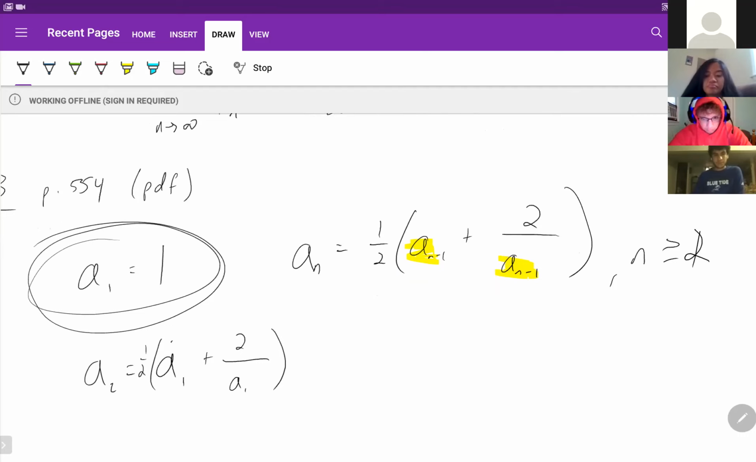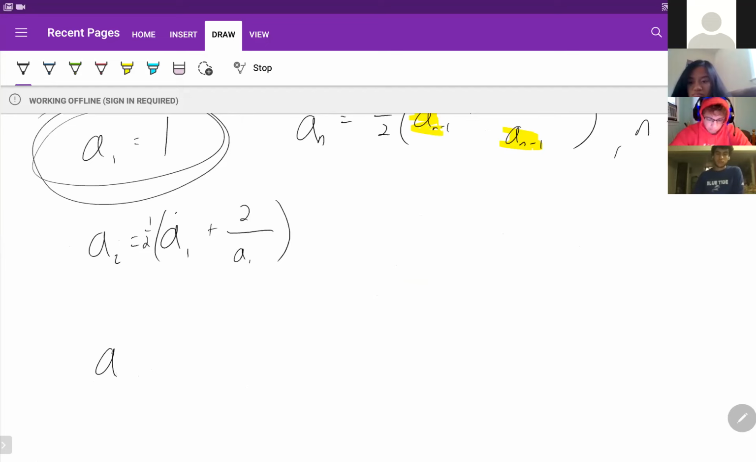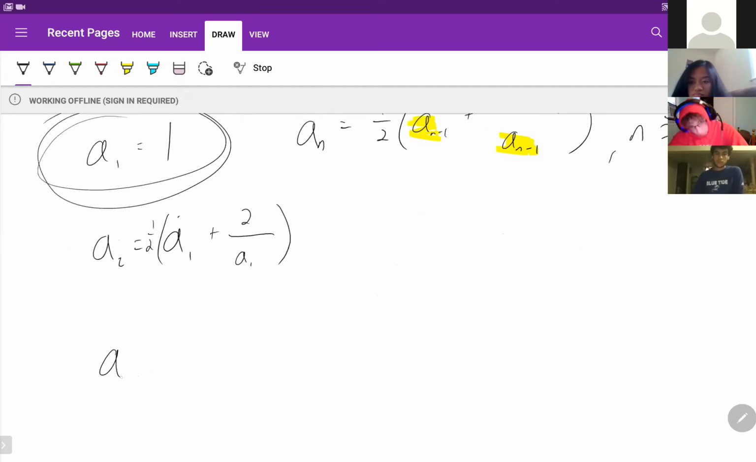So it's going to repeatedly call itself. And this is one of the downfalls of recursion. If I wanted to find, let's say, a sub 100, think about that.